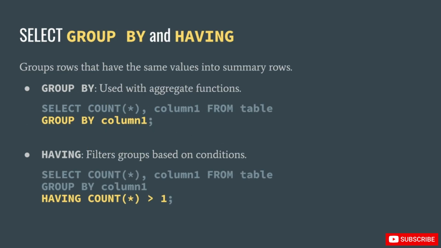Next, we have group by and having, two SQL clauses that help organize and filter group data, especially when using aggregate functions. Group by groups rows that share the same values in specified columns, creating summary rows for each group. Having works like a filter for these groups, letting us specify conditions on grouped data. Unlike where, which filters individual rows, having filters entire groups after they're created.